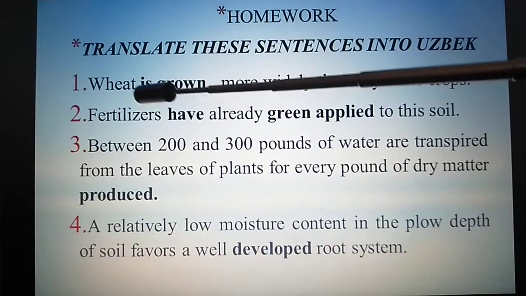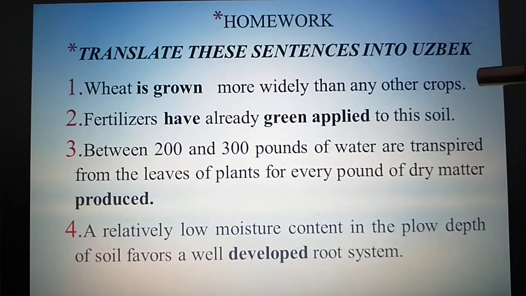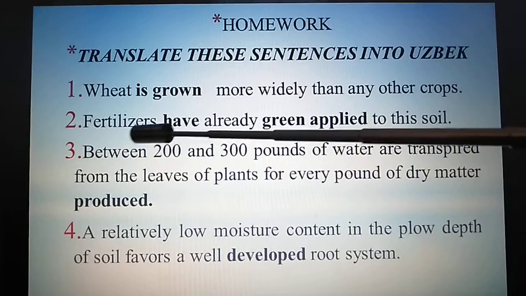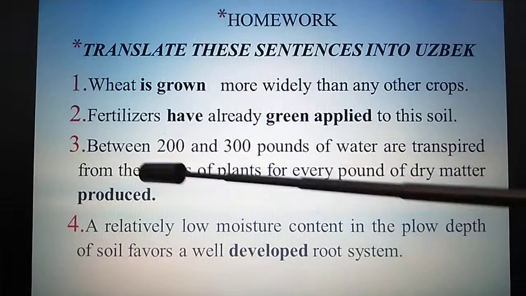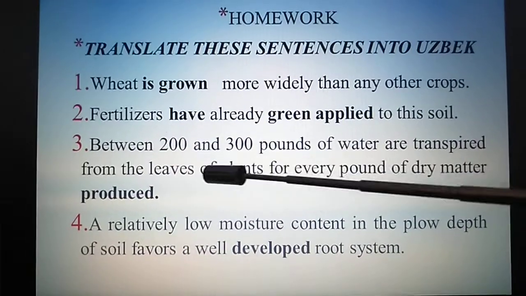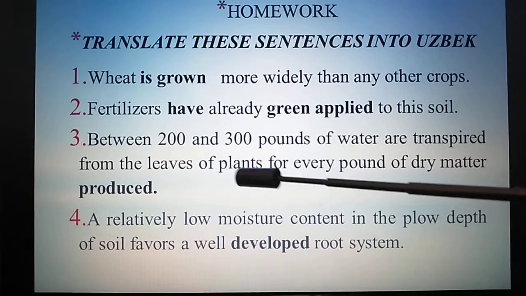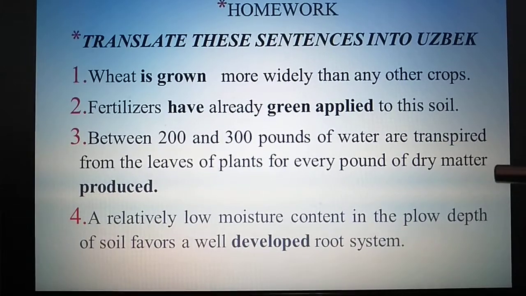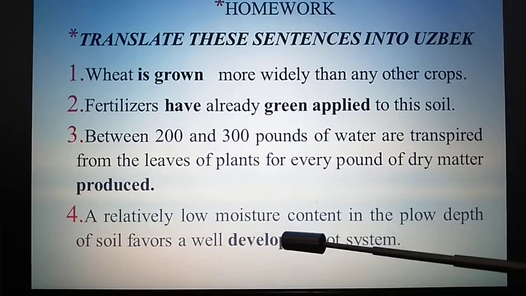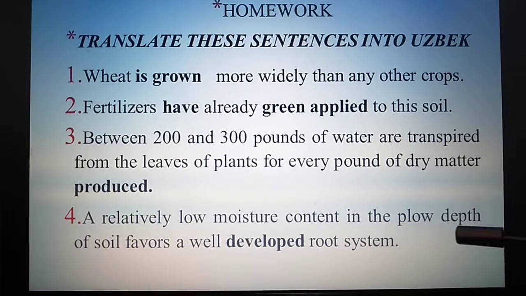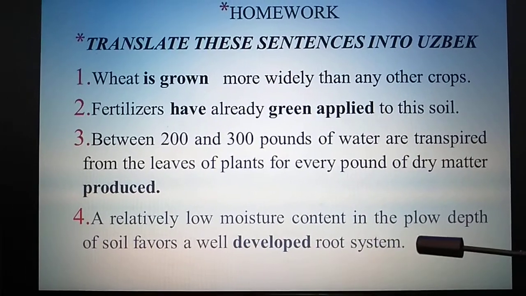First sentence: wheat is grown more widely than any other crops. Second sentence: fertilizers have already been applied to this soil. Third sentence: between 200 and 300 pounds of water are transpired from the leaves of plants for every pound of dry matter produced. Fourth sentence: a relatively low moisture content in the plough depths of soil favors a well-developed root system.